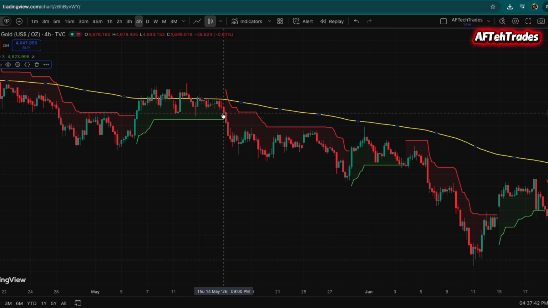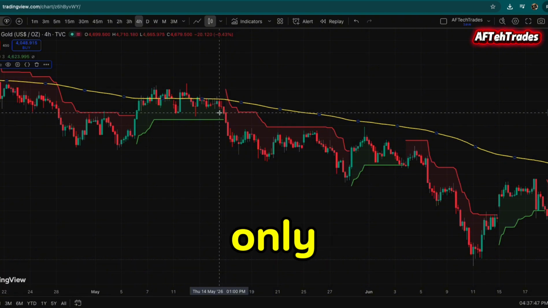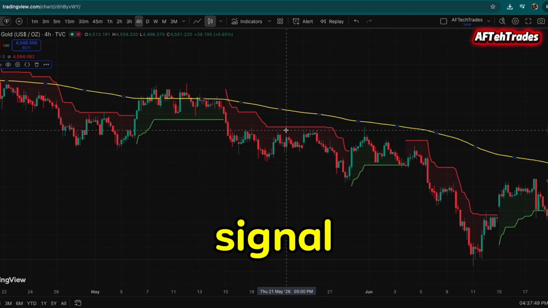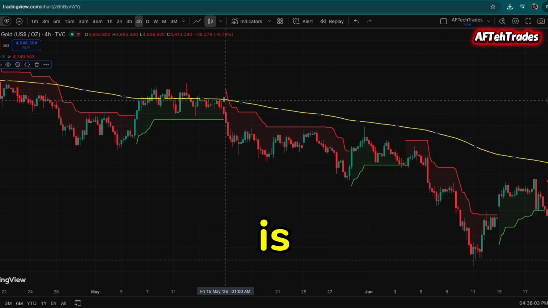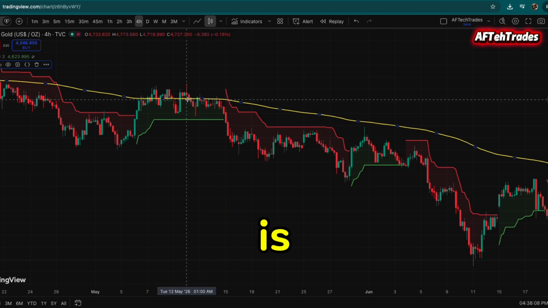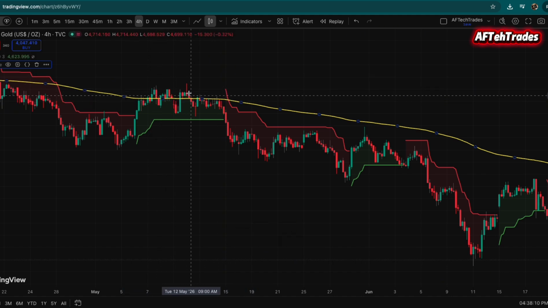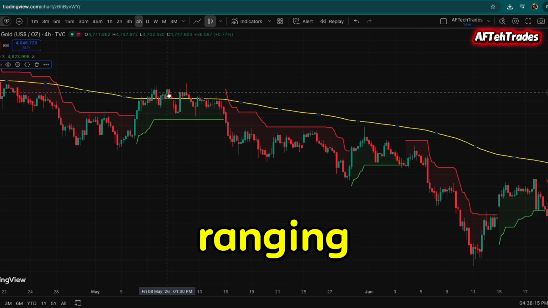So now, if price is above the 200 EMA, I only look for a buy signal. If price is below the 200 EMA, I only look for a sell signal. If the price is moving around the EMA, I avoid trade because the market may be choppy. I hope you understand. If it is below, I sell. If it is above, I buy. But if it is like this, I avoid such trade, meaning the market is choppy or the market is ranging.